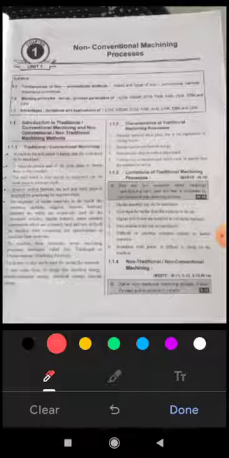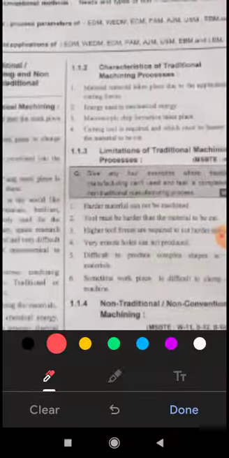Then what happened? To machine this material, newer machining processes were developed, called non-traditional or unconventional machining processes. Because of these difficulties, we are using non-conventional processes. In this non-conventional process, a tool may or may not be used for cutting. Then it uses some form of energy like chemical energy, electrochemical energy, electrical energy, thermal energy. All these types of energy can be used for such machining processes.